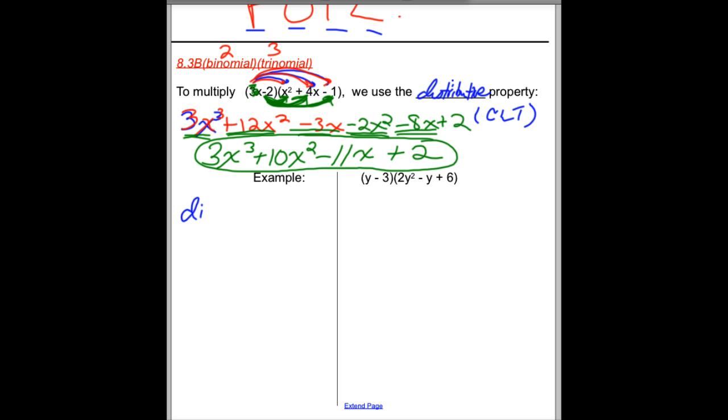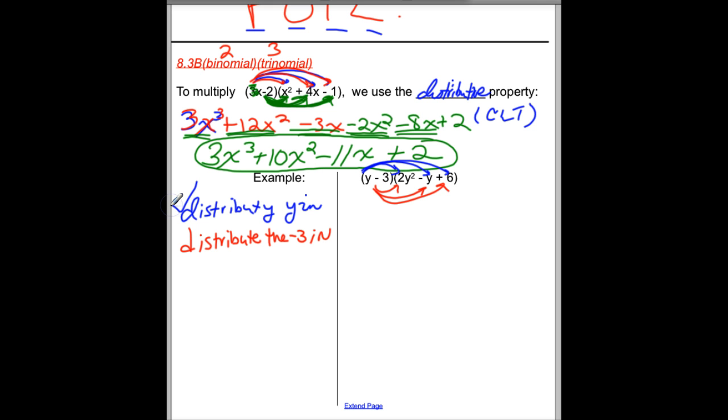I am first going to distribute the y in. So I'm going to multiply this, then I'm going to multiply this, then that. When that's done, I'm going to distribute the negative 3 in. So I'm going to do this, this, this. So I'm basically doing 6 multiplication problems. Let's do those blue ones first.